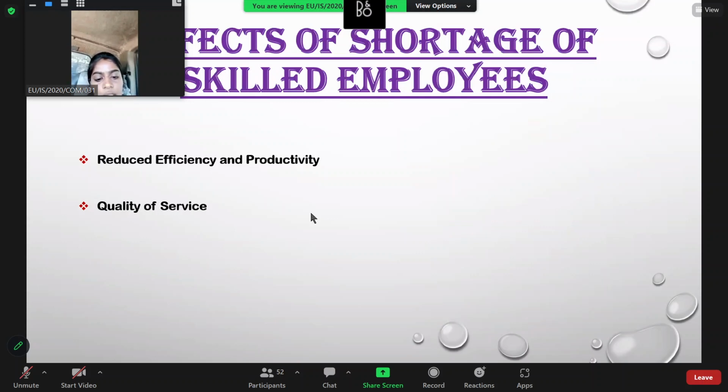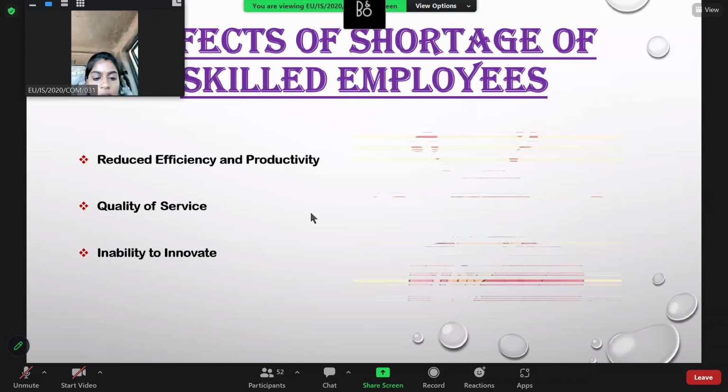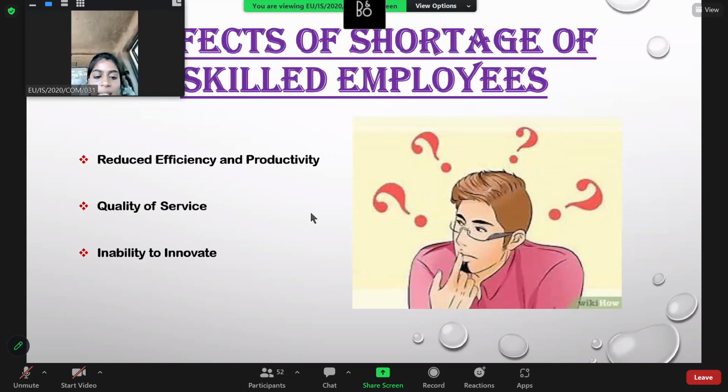Third one, inability to innovate. Skilled employees play a critical role in driving innovation within an organization. A shortage of skilled staff can hinder the company's ability to develop and implement new insurance products.